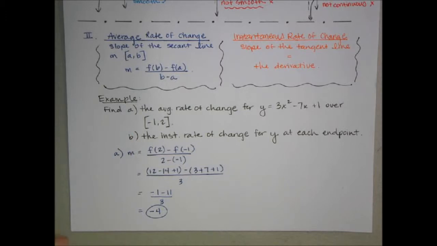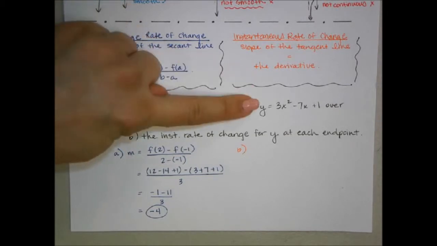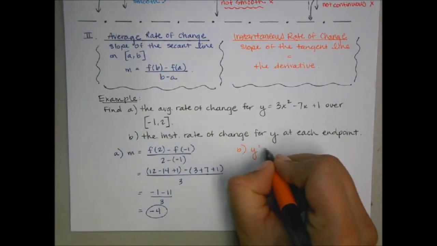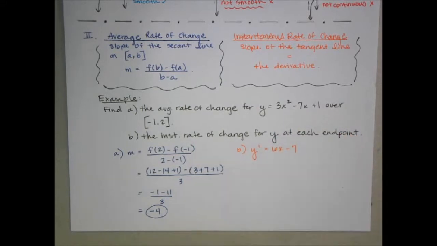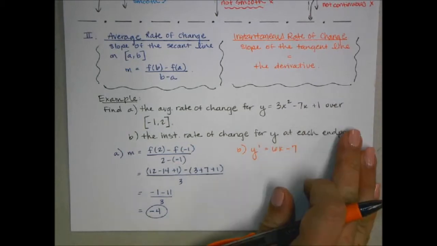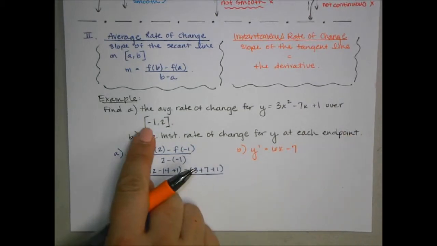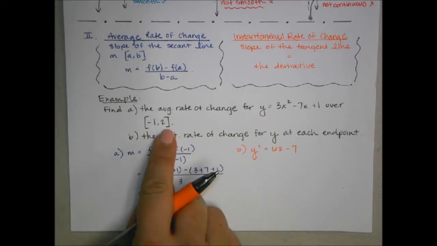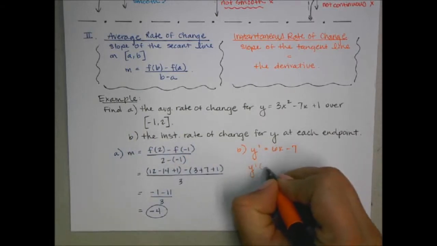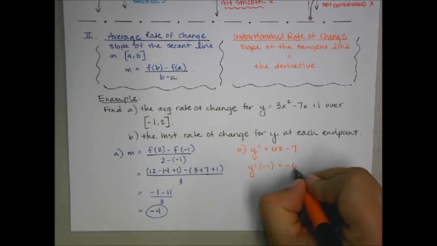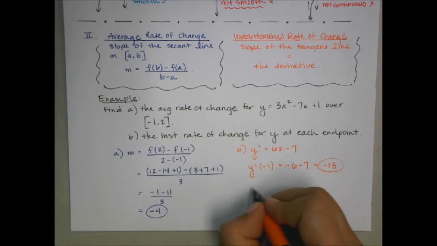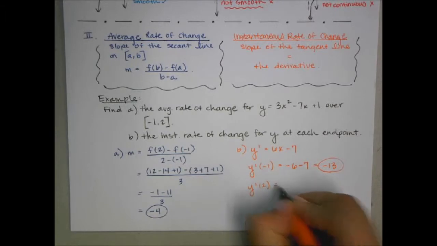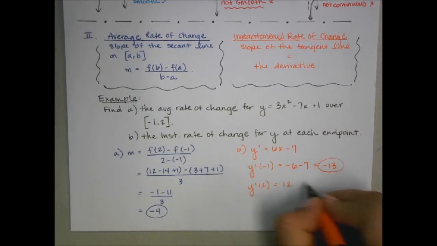So now let's look at the instantaneous rate of change, which is the derivative. So we want to take the derivative of our function. We get 6x minus 7. We're going to evaluate it at each endpoint. So we'll evaluate the derivative when x is -1, and we'll evaluate the derivative when x is 2. The y prime of -1: negative 6 minus 7 is negative 13. And y prime of 2 is 12 minus 7, which is 5.